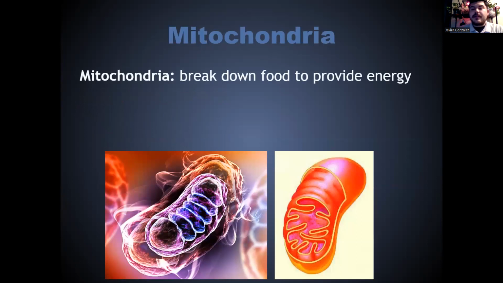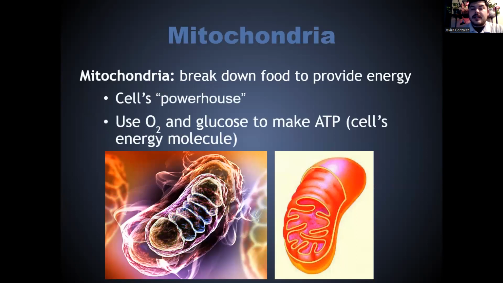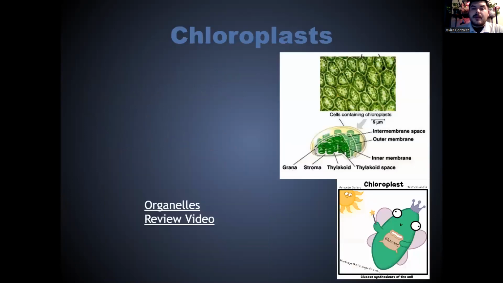The mitochondria, you might have heard that the mitochondria is the powerhouse of the cell. The better way to describe it is that it breaks down food to provide energy. It's somewhat like the cell's stomach. It uses oxygen and glucose to make ATP, which is the cell's energy molecule.